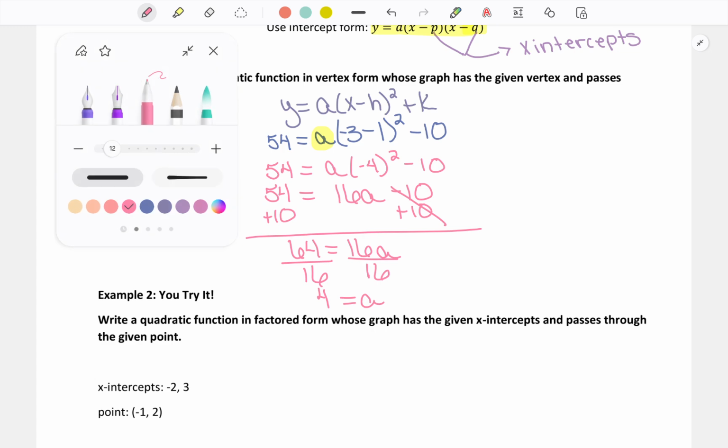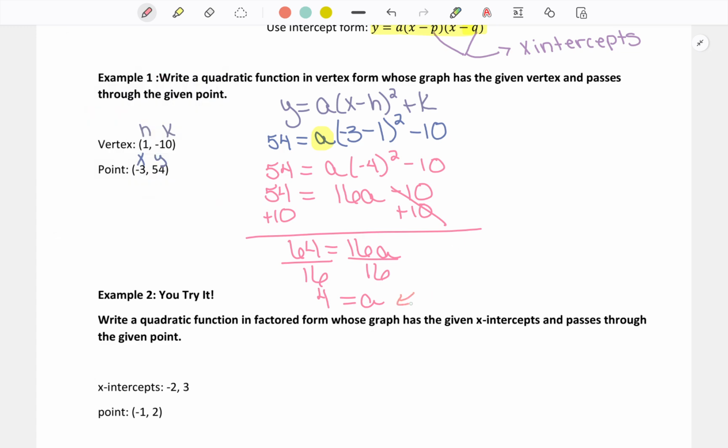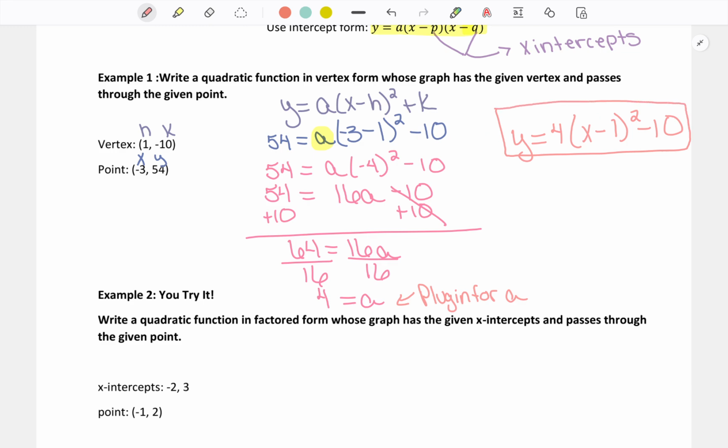So now we can write our whole function because we can go and plug this in for a. So we are going to take y equals 4 times (x minus 1) squared minus 10. So we took out the x and y because these represent any points that actually fall on that parabola. So if we leave them plugged in, you'll just have two sides that equal each other. And so that actually won't help.